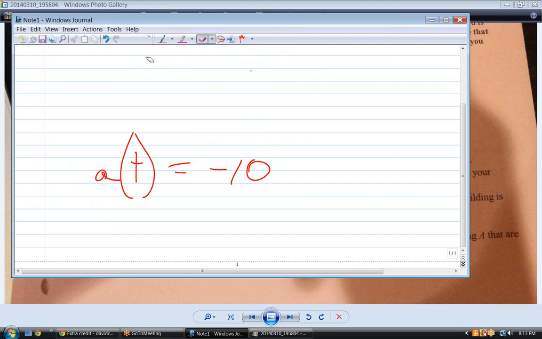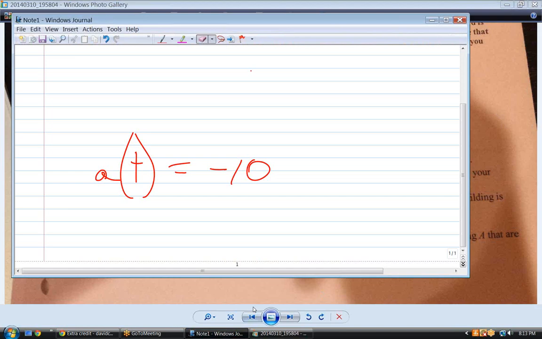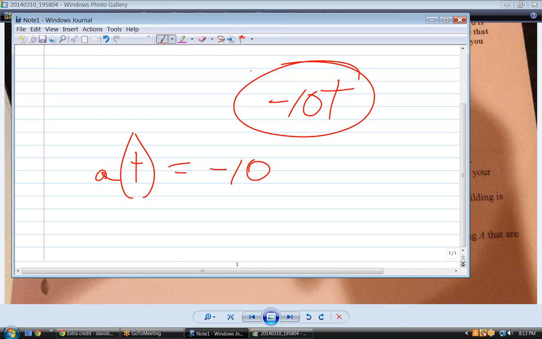Now let's talk about the expression for the velocity. Well, what's that going to be? Would we just do the antiderivative of negative 10? Yeah. Minus 10t. Well, I think that's the answer. I'm not sure whether we need to add a c on that or not. I don't think so. No, the velocity is minus 10t.